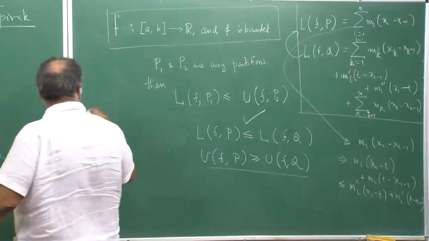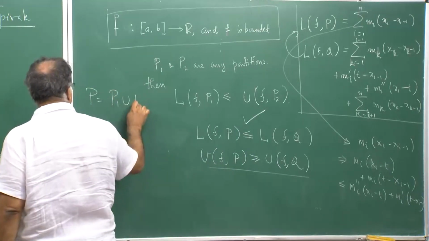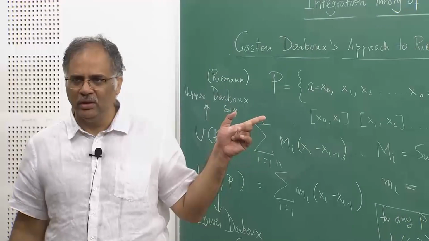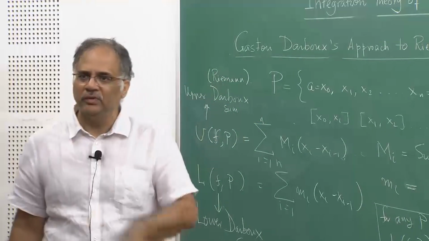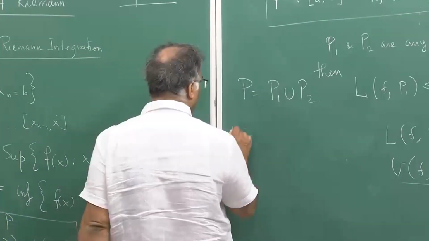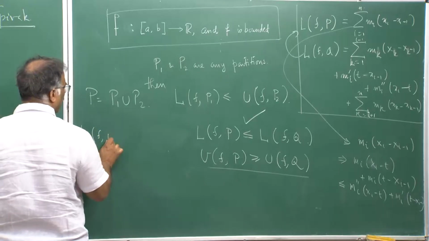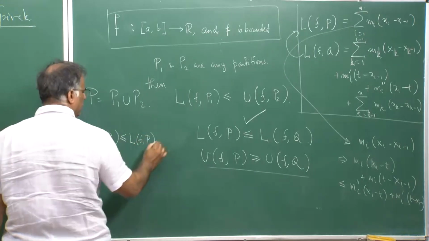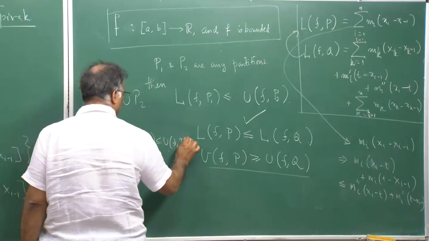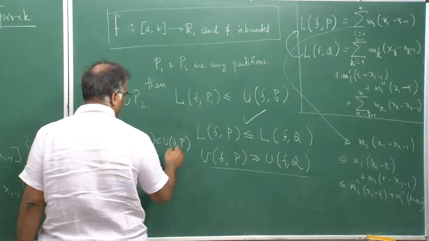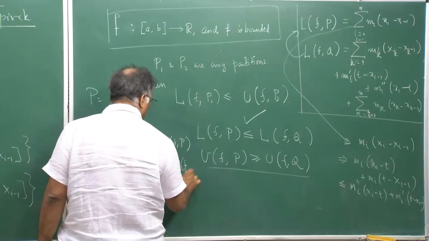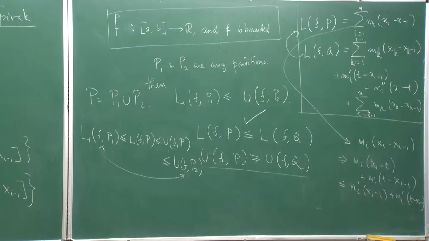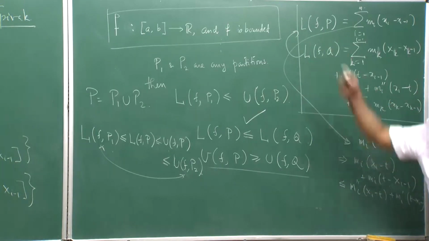Once you have a partition P1 and P2, construct a partition P1 union P2. This partition, which we are now calling P, contains all the points of the partition P1 and all the points of the partition P2. So L f of P1 is less than L f of P, which is less than U f of P, and U f of P obviously, from this, is less than U f of P2. Just connect these two inequalities and you are done. So it is just an application of these two. Once you know this, the remaining thing is very simple.